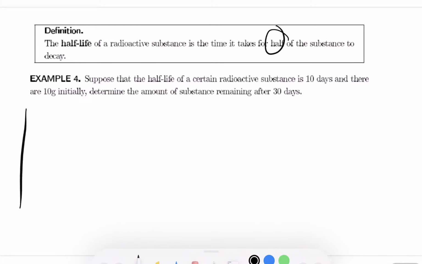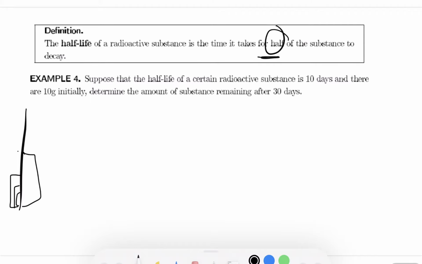If this is your stick, half-life is when it decays, and what remains is half, and it keeps decaying by half until very little remains. So, half-life. Suppose that the half-life of a certain radioactive substance is 10 days, and there are 10 grams initially. Determine the amount of substance remaining after 30 days.